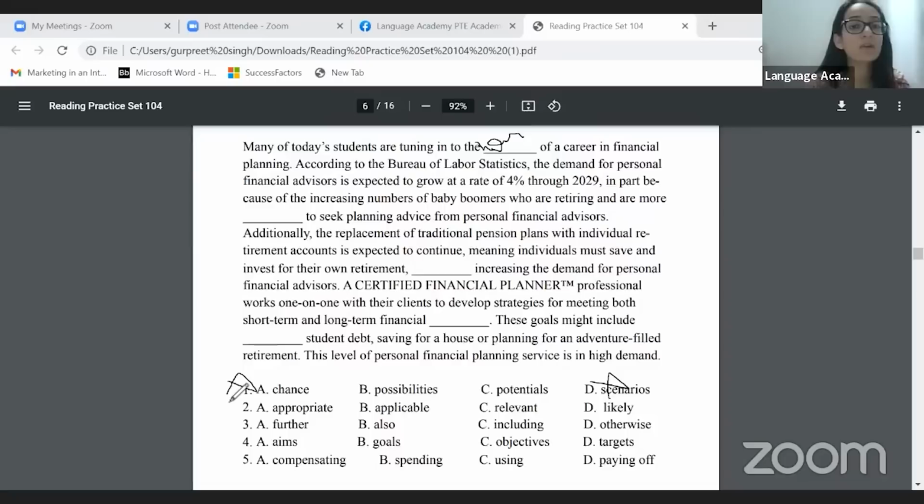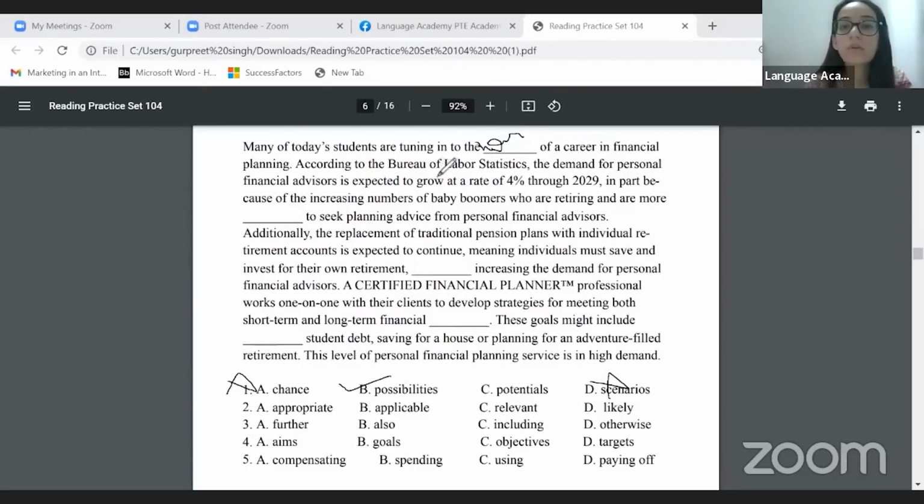And particularly when you are saying students are trying to find out possibilities of a career in financial planning. Financial planning is just a field. They are trying to find career in that field. They are not tuning into the potentials of a career, capabilities of a career. No, possibilities. Is there a possibility for them to have a career in financial planning? That is what the sentence is.